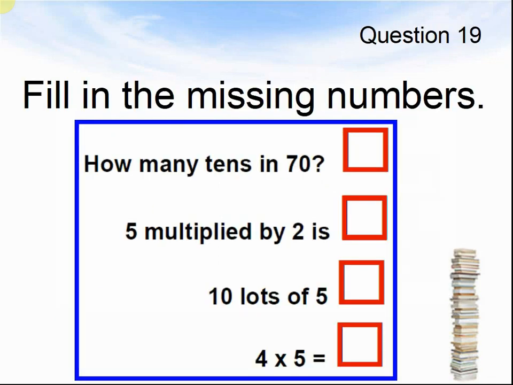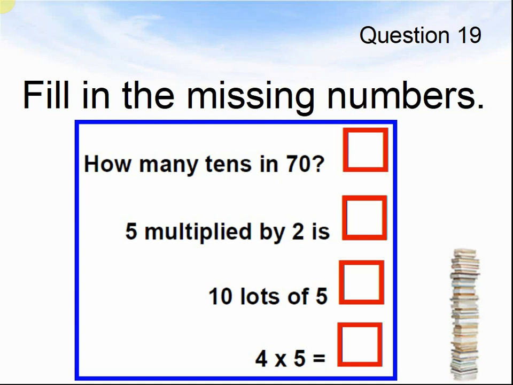Question 19. Fill in the missing numbers. How many 10s in 70? 5 multiplied by 2 is what? 10 lots of 5 is what? 4 times 5 is what? Pause the video until you are ready to see the answers.